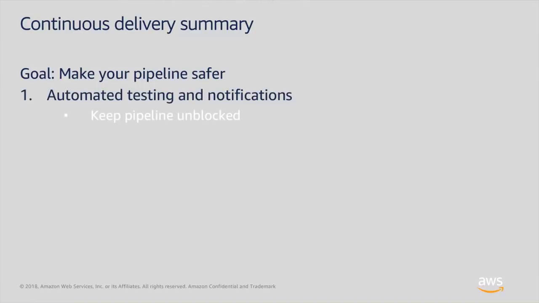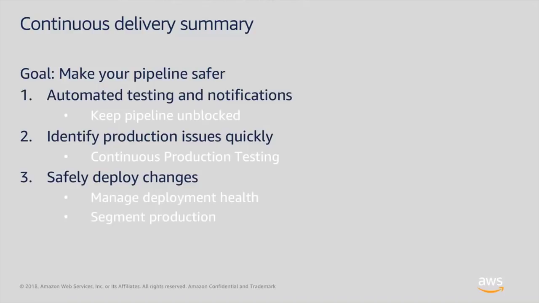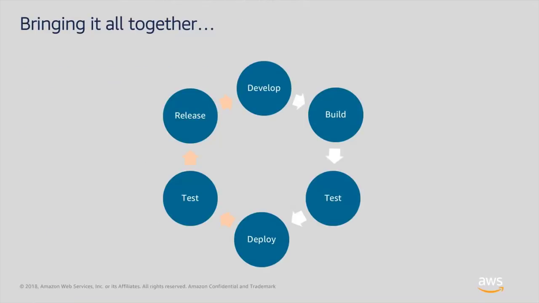So we've implemented automated testing notifications. We want to make sure we're keeping the pipelines unblocked. We're going to identify production issues quickly. That's one of the ideas with synthetic traffic. We want to make sure we're doing continuous production testing every minute to make sure things are operating as expected. And then we want to make sure that we're safely deploying those changes to our environments so that if we do have a deployment failure, we're seeing it early and we're limiting impact on our customers. And then if we decide that we need to stop deployments to production because of some other issue, we're halting those promotions. And so bringing it all together, this is the idea of CI/CD.